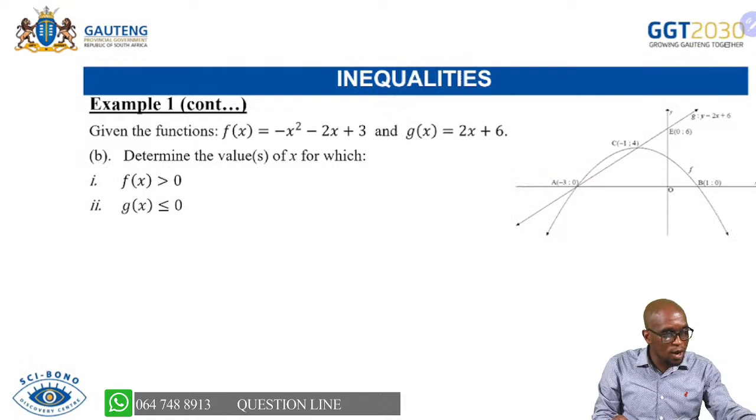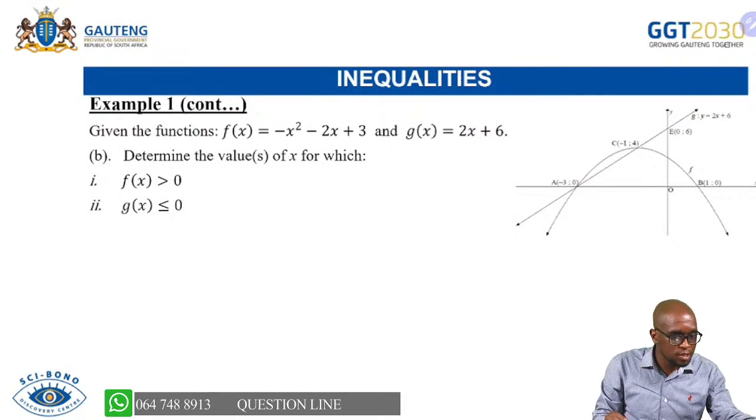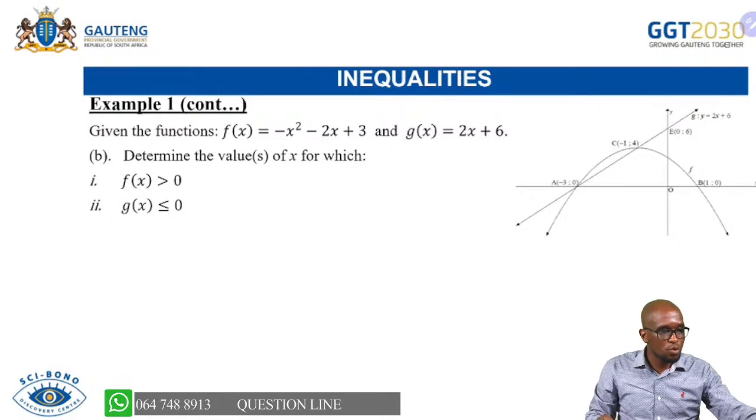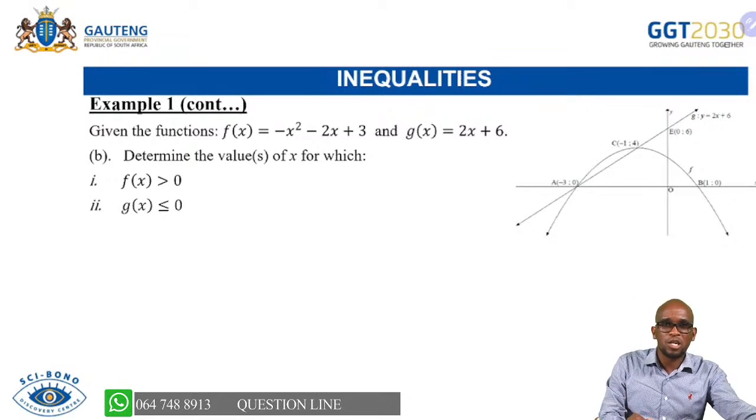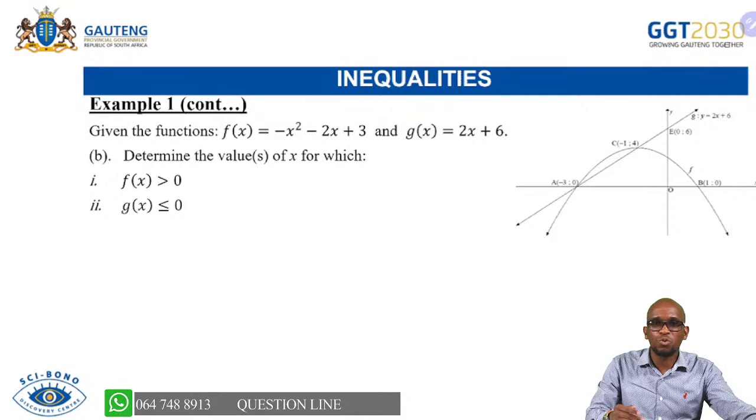Right now, we want to determine the values of x for which f is greater than 0, g is less than 0. So we said if they say this is a single bounded function, if they say f is greater than 0, we want a region where the graph is above the x-axis. The graph of f is above the x-axis.